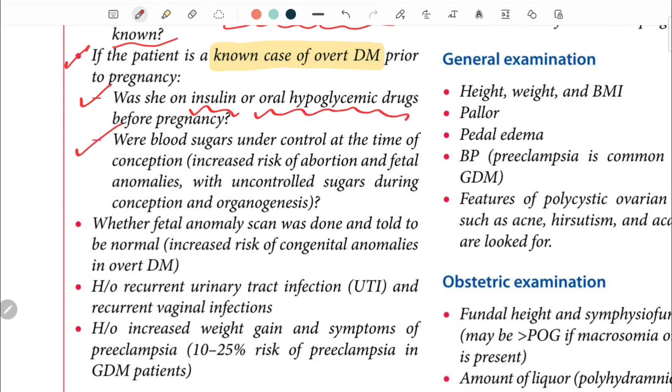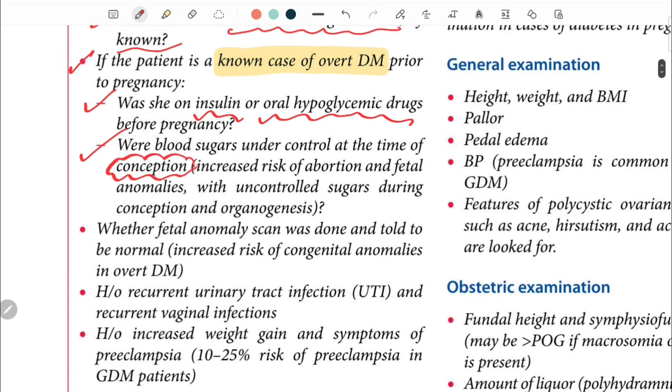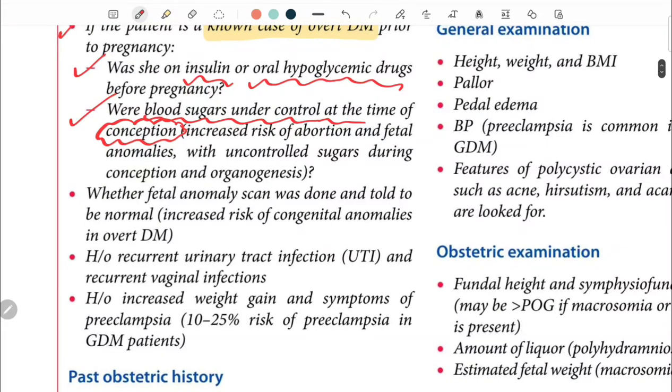Were blood sugars under control at the time of conception? Because there is an increased risk of abortion and fetal anomalies with uncontrolled sugars during conception and organogenesis. So if there is an uncontrolled sugar level during conception and organogenesis, there is a high risk of abortion and fetal anomalies. That is why we are asking this question.